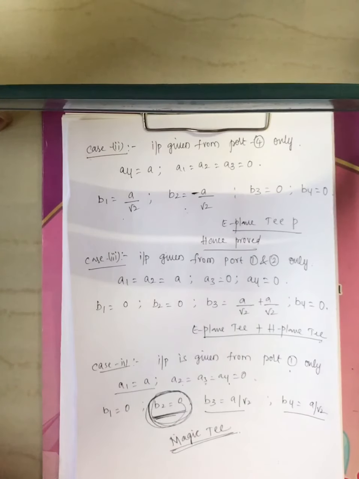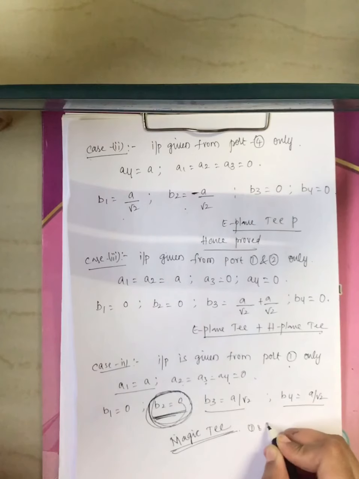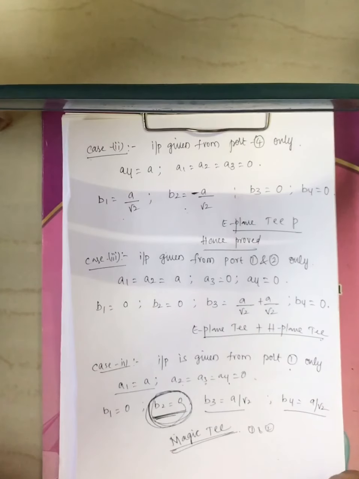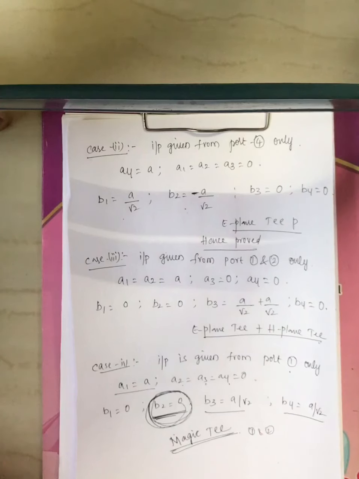Because of this collinear variation to isolation, we call the EH plane T the magic T, right? This is why the EH plane T is called magic T, because though they are collinear, they are acting as isolated to each other. Port 1 and 2, though they are collinear, we designed the EH plane T in such a way that they are collinear to each other but they are acting as isolated to each other. That's why it is called magic T.